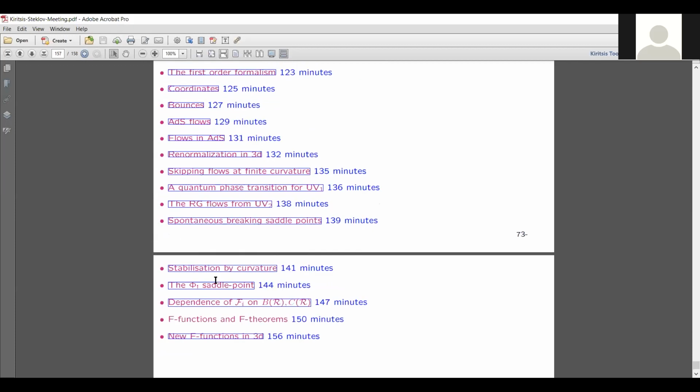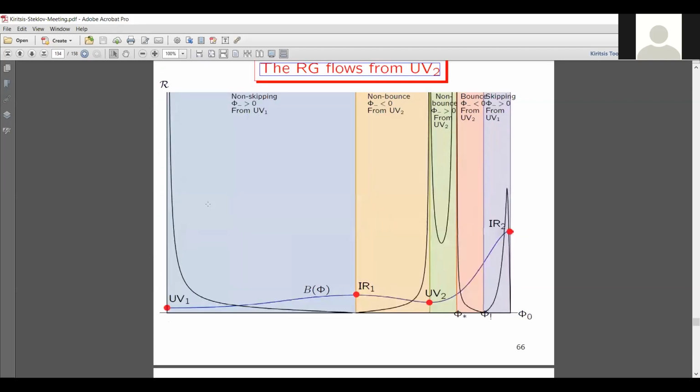You remember I showed you this example of skipping flows with 2 UV and 2 IR fixed points. So this is the same plot. If you see here, this is UV1, UV2, IR1, IR2. This is a very complicated set of flows, especially when you turn on finite curvature. And many non-trivial things happen here. It's difficult to explain them all, but I'll show you one such example, which is this particular very special point.